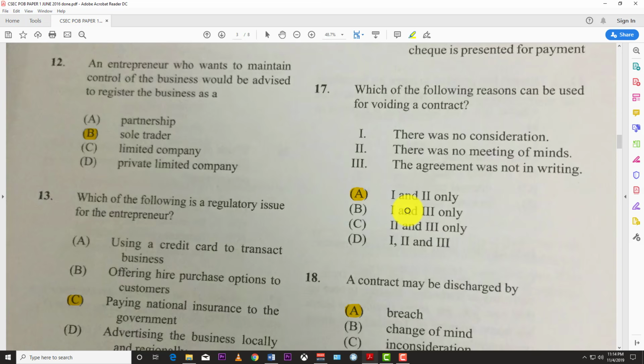Number 17, which of the following reasons can be used for voiding a contract? These options: 1, there was no consideration. 2, there was no meeting of minds, and 3, the agreement was not in writing. Of course, a contract doesn't have to be in writing. It can be oral. So therefore, that one term eliminates this. So anything with 3 is eliminated. So the best answer is A, 1 and 2, there was no consideration and there was no meeting of minds.